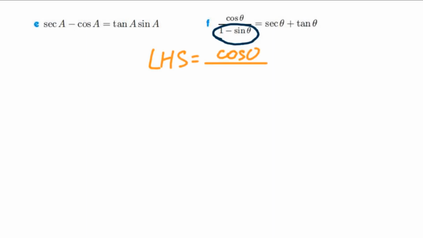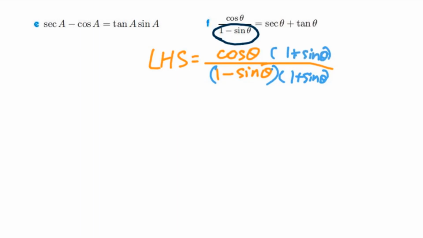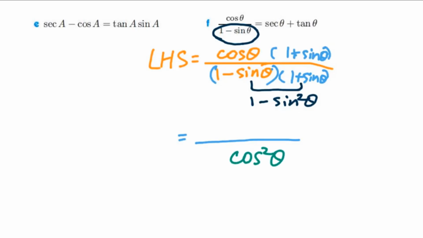We know cosine theta, denominator is 1 minus sine theta. We do conjugate multiply to the top and the bottom. That is 1 plus sine theta, 1 plus sine theta. For these two, we got 1 minus sine squared theta. Therefore, we got cosine squared theta as a denominator. Before you do this conjugate multiply, remember that cosine squared theta is our expected value. So we got this part.